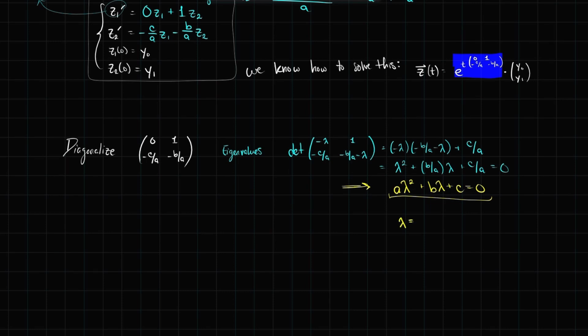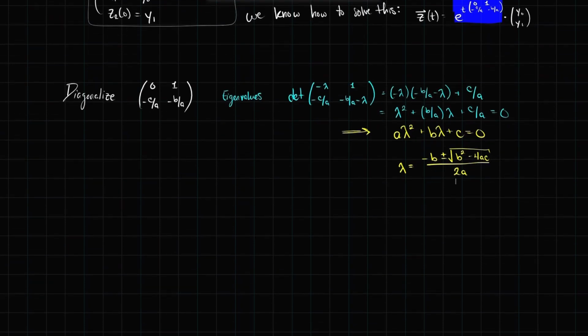It tells me that lambda equals negative b plus or minus the square root of b squared minus 4ac, all over 2a. It's exactly the quadratic formula that we're always used to, which means that the eigenvalues are exactly those two values of lambda. Now I'm going to jump the gun here, and I'm going to say something about matrix exponentials.